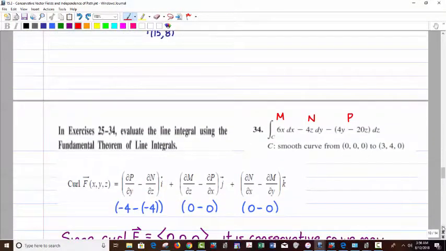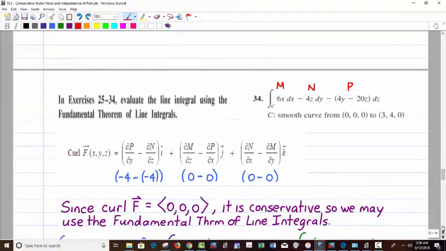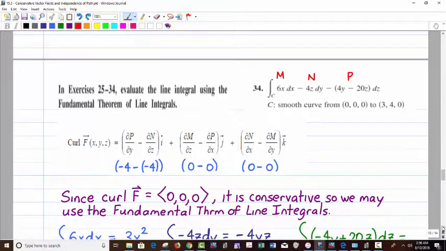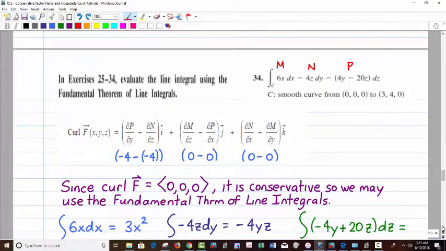Yeah, here's one. I told you it does apply for 3 variables also, even though the theorem didn't, I should have said that in the theorem. But it does work for 3. All right, well, once again, saying fundamental theorem of line integrals makes it conservative, telling you to use that theorem.